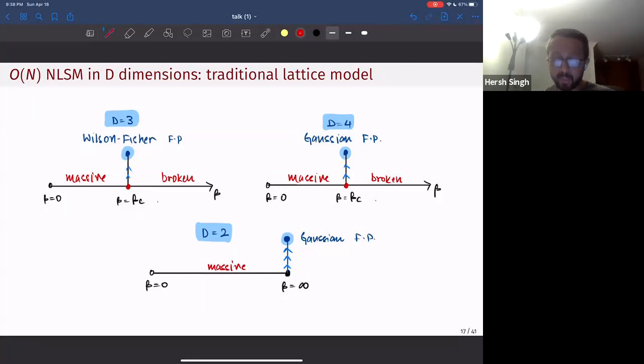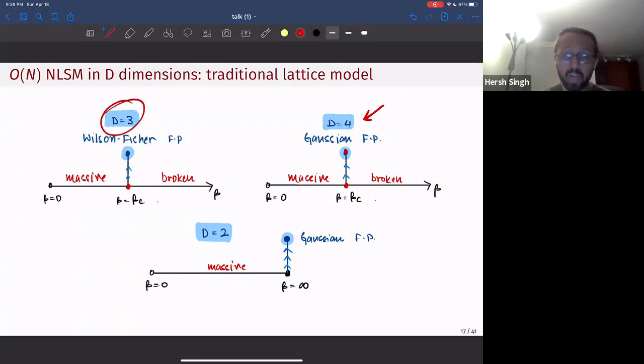Just to point out what the structure of the RG flow looks like for this O(N) nonlinear sigma model in general D dimensions. Of course, we're interested mainly in the D equals 2 case, but there's also D equals 3 and D equals 4. D equals 4 is just a Gaussian fixed point, meaning that there's a critical point which flows to the Gaussian fixed point. So the continuum field theory you get is just the free field theory.